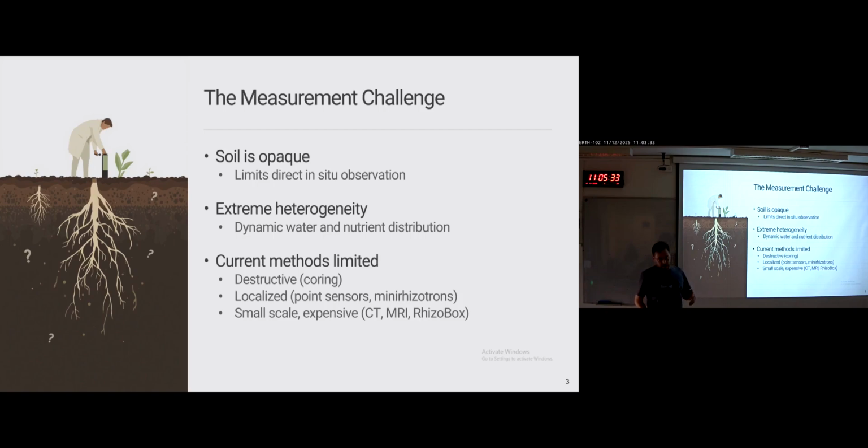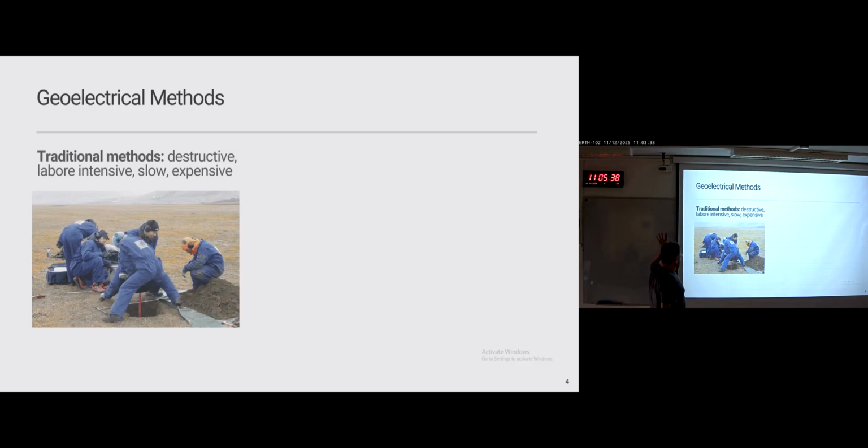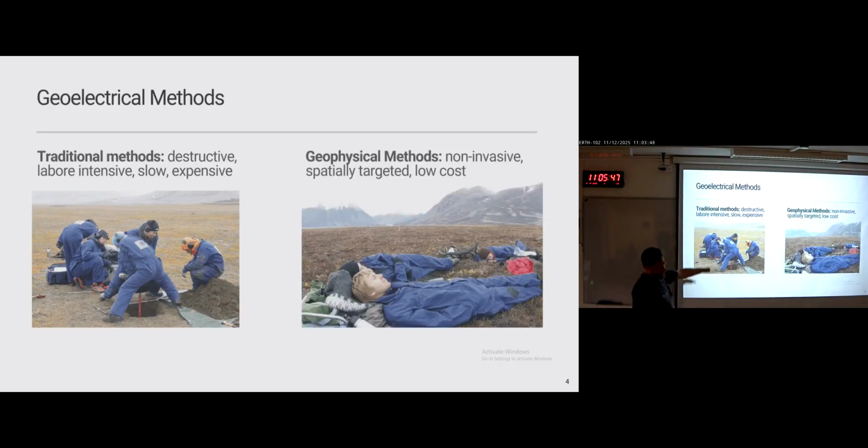And this is where we can use geophysics. As I said, the traditional methods are destructive, labor-intensive, slow, expensive, and so on. And geophysical methods are non-invasive in nature, right? They are designed to give us a spatial map of the subsurface distribution. They are relatively low cost, and this is the main reason to use geophysical methods to explore the subsurface.